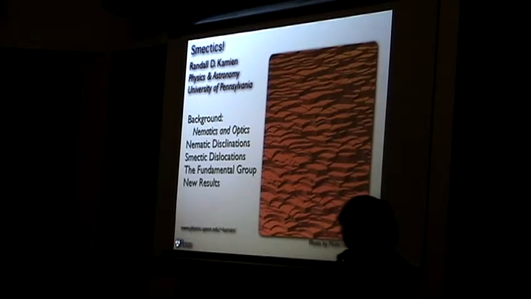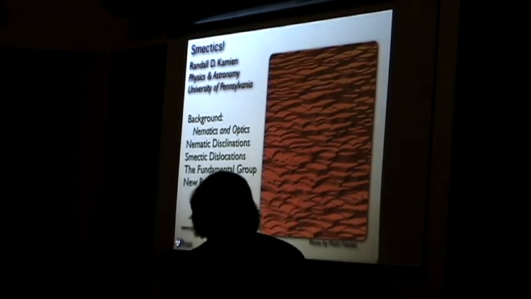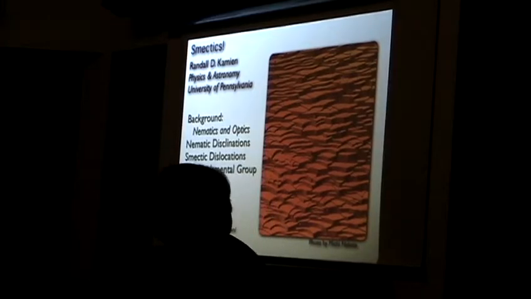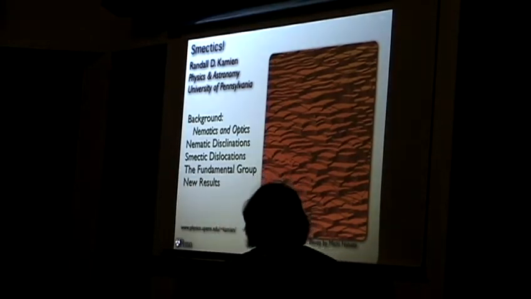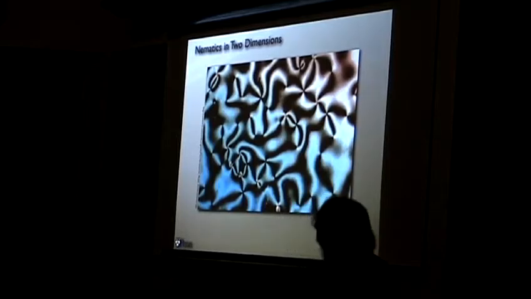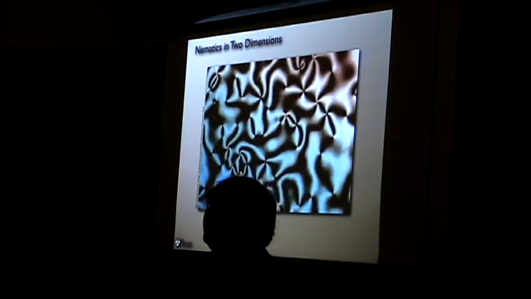Very easy to understand. It has very few degrees of freedom. Yet it has all the richness of symmetry breaking and Goldstone modes and even the Anderson-Higgs mechanism. So let me just start. So this is what you see when you see a nematic, right?